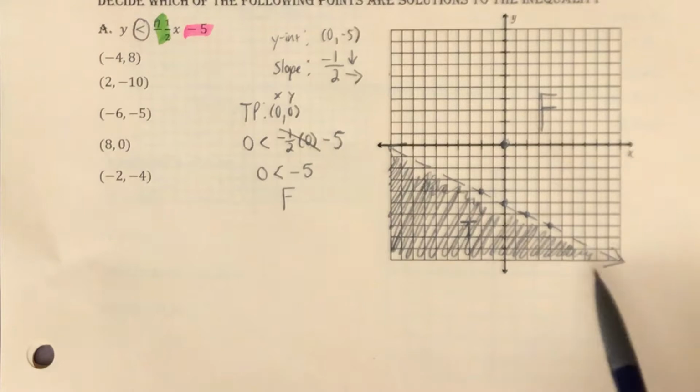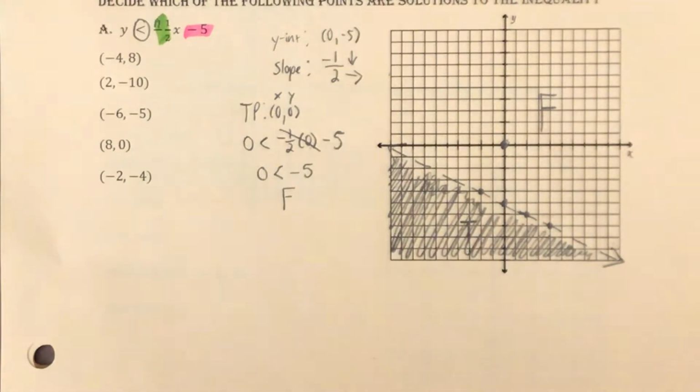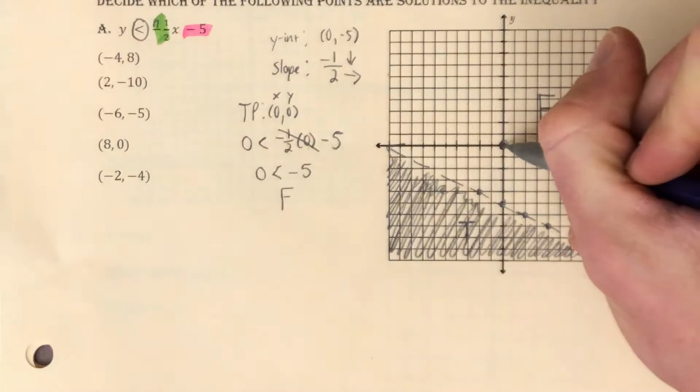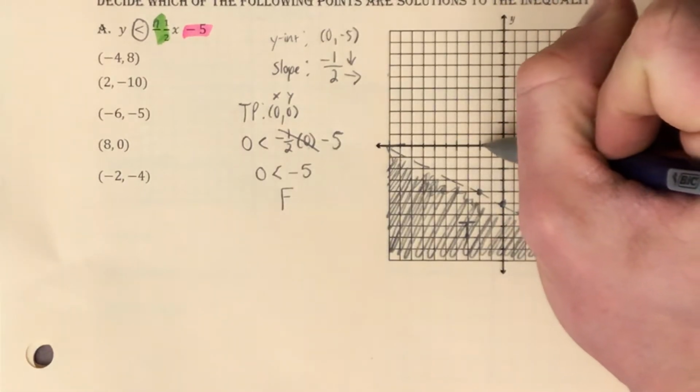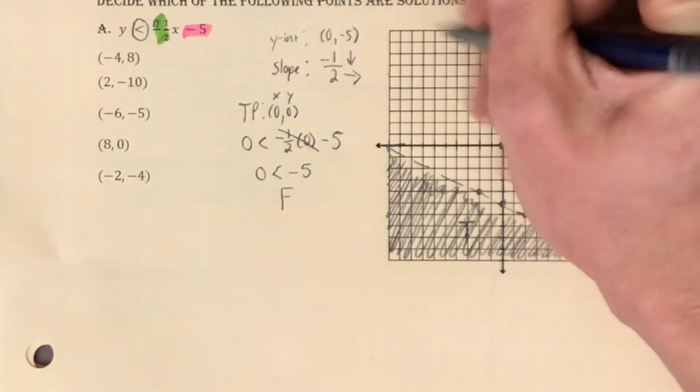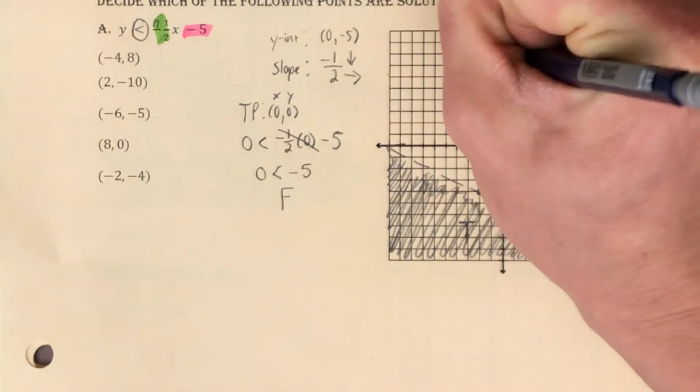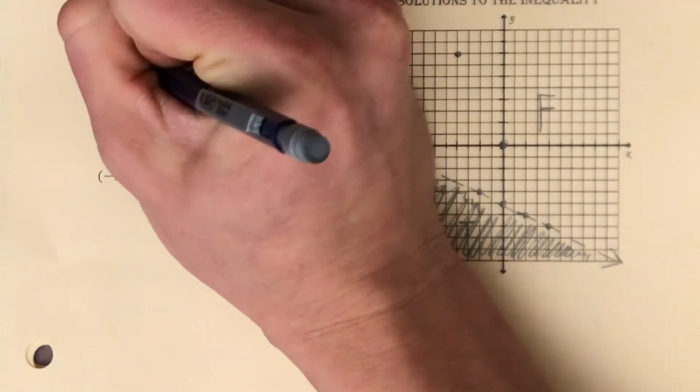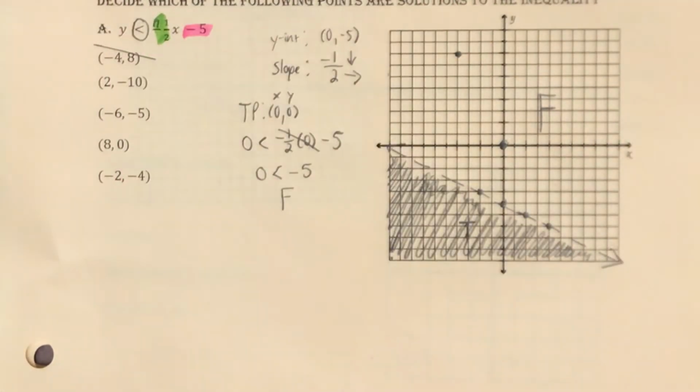And then because it's a dashed line, we know that any points that fall on the line are also not solutions. So last part of this is we need to check the ordered pairs that they gave us and see if they fall on the line. So the ordered pair of negative 4, 8, I'm going to start at the origin, go left 1, 2, 3, 4, and up 8. That point is right there. That is not in my shaded area, so it is not a solution.